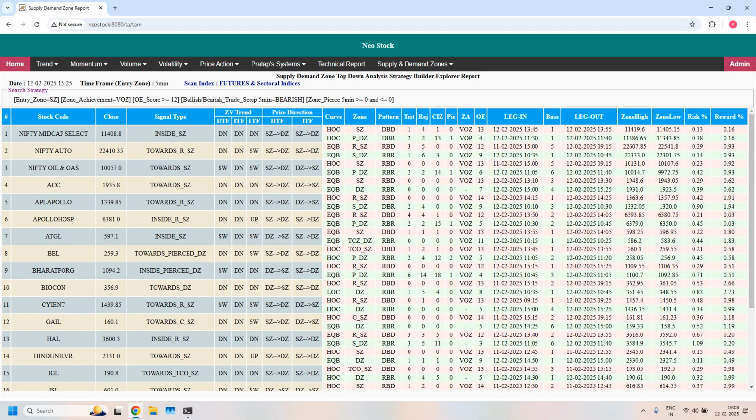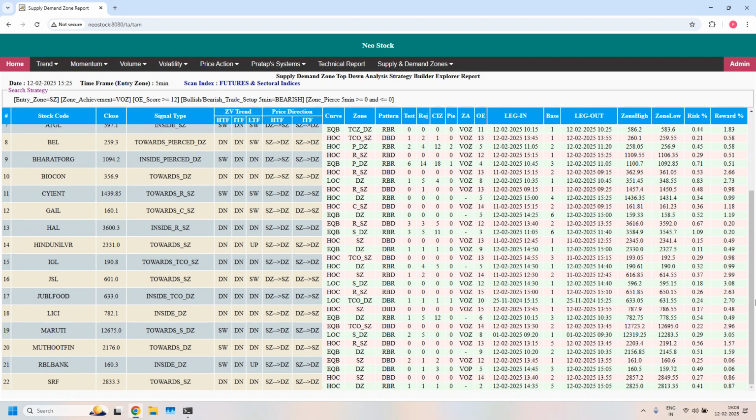Because today end of the market is up, that's why many of these stocks might have turned into bullish trade setup at 5 minutes and 15 minutes levels. Okay, these are the first 15 stocks. I am scrolling the list down. So total 22 stocks are filtered.